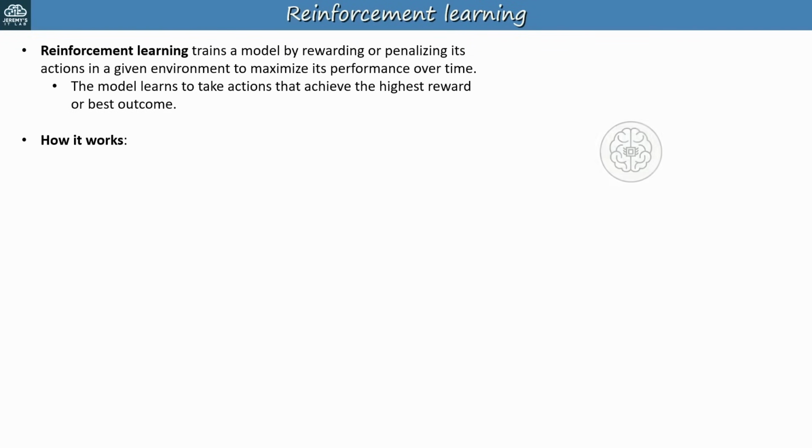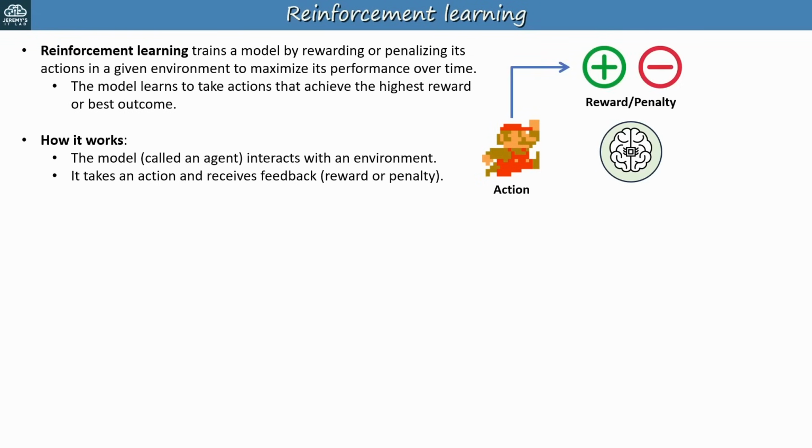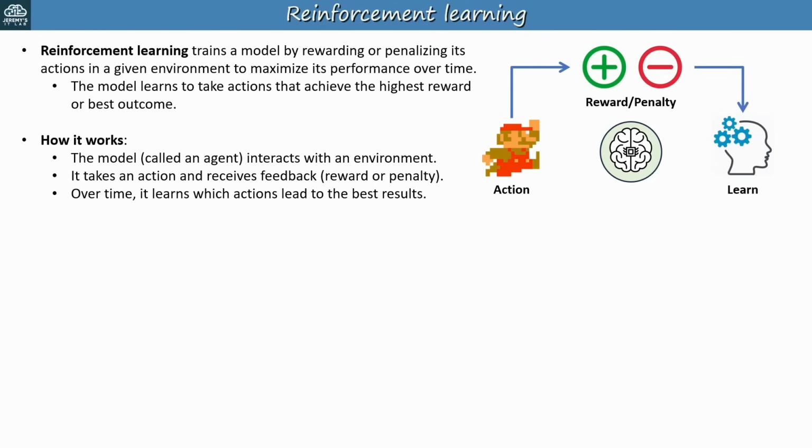So how does it work? First, the model, which is called an agent, interacts with an environment. It takes an action and receives feedback, which could either be a reward for a positive action or a penalty for a negative one. For example, if the AI is learning to play a game, actions that lead toward victory would be rewarded, and actions that lead toward defeat will be penalized. The agent uses this feedback to adjust its behavior and learn which actions lead to the best results. And the cycle repeats, allowing the model to improve its ability to take the correct actions over time.